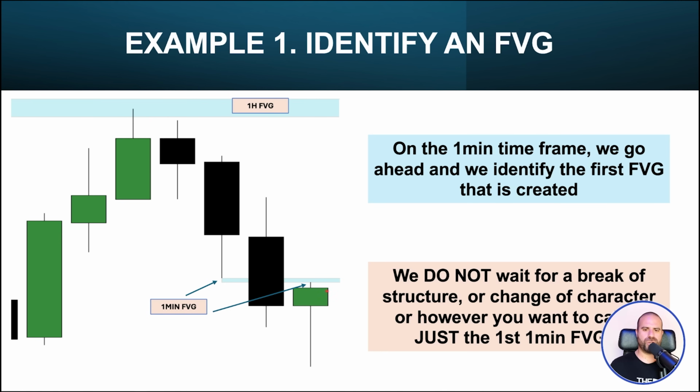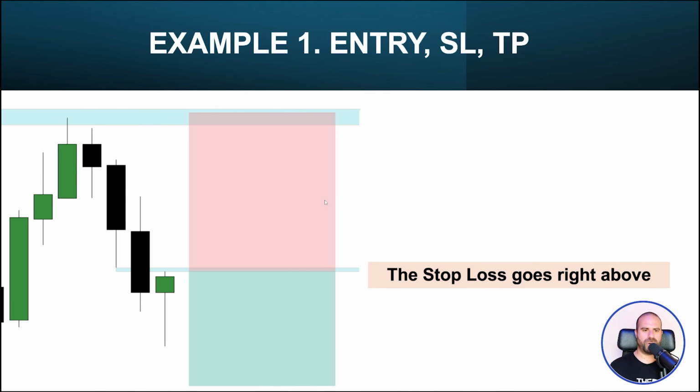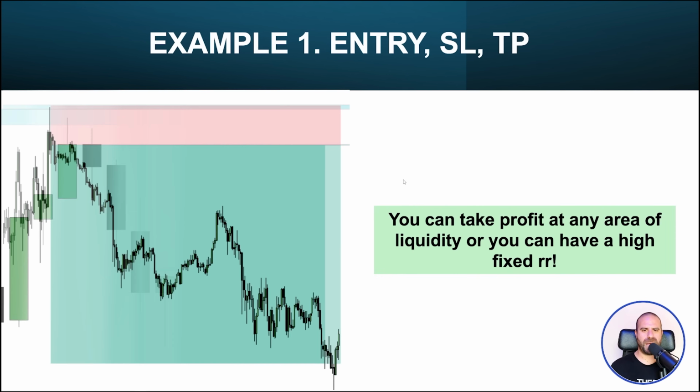Of course, guys, in this occasion, I should mention that the body of this candlestick, where this closed, if you compare it with where the fair value gap is, they are so close that you could be selling with a market execution. There is no problem at all. So we do not wait for a break of structure or change of character or however you want to call it. We just enter from the first fair value gap of the 1 minute time frame. So your entry, the stop loss goes right above the area, or you can just place it above the blue zone. It is fine, minor differences.